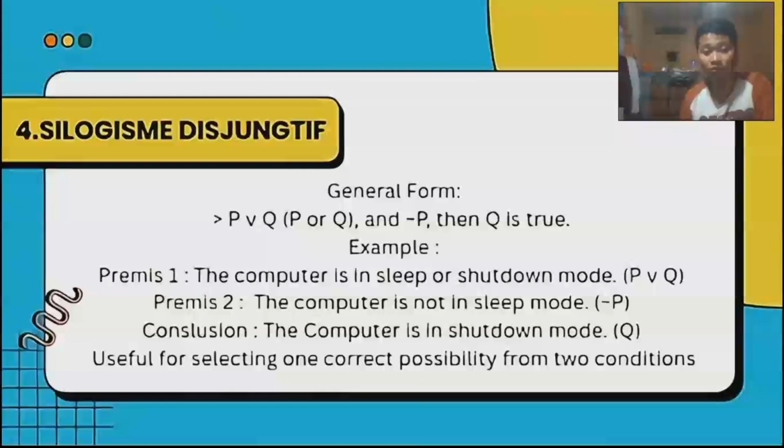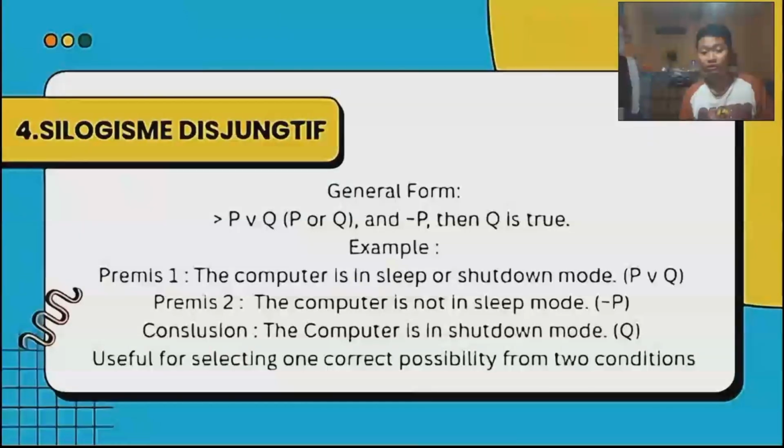Today we're going to talk about a disjunctive syllogism, which is a statement where if P or Q and P is false, then Q must be true. For example, the computer is in sleep or shutdown mode, P or Q, and the second premise is the computer is not in sleep mode, and the conclusion is that the computer is in shutdown mode.